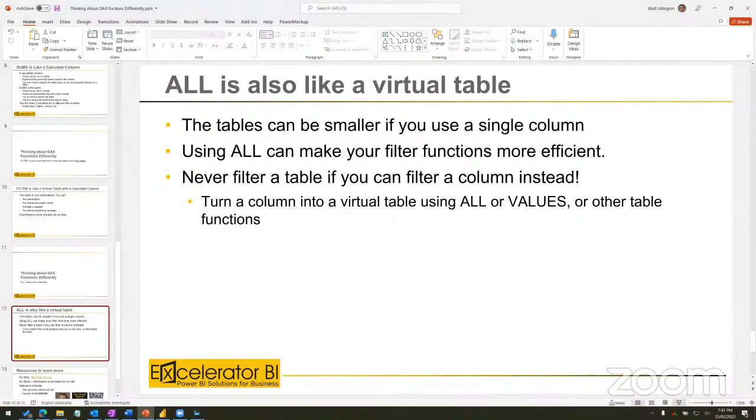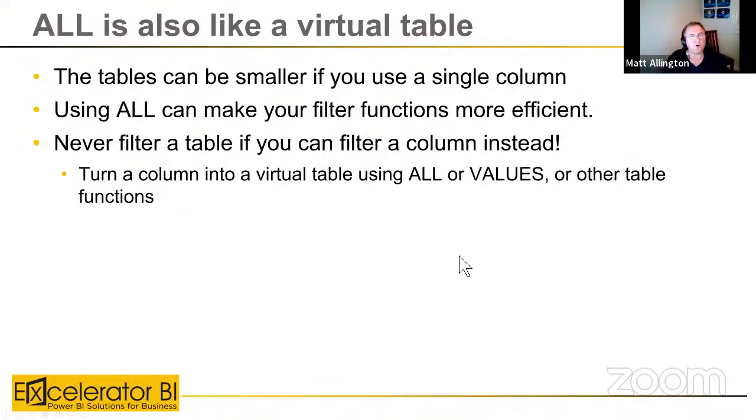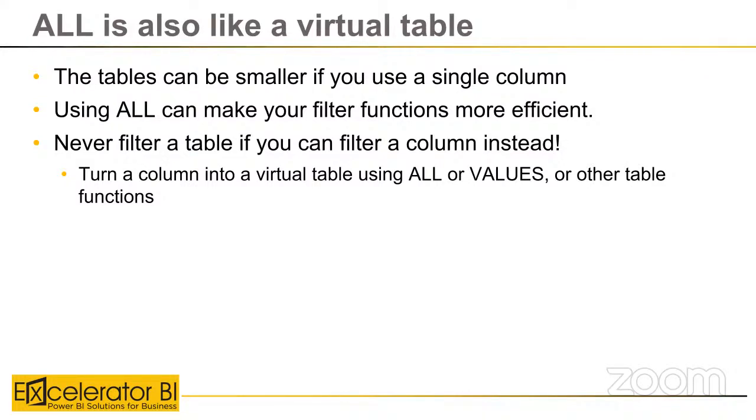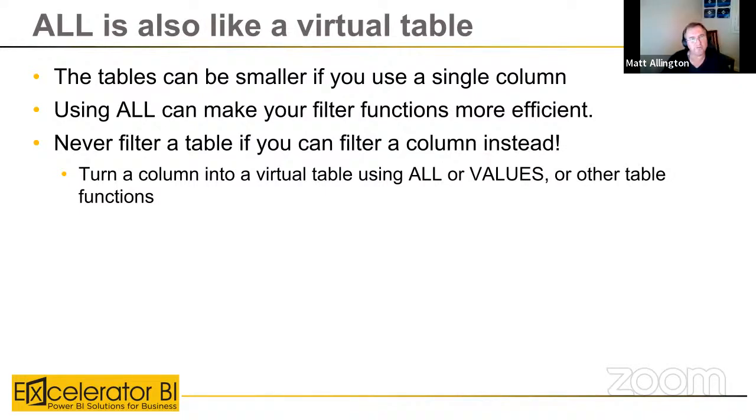So here's my summary. All is a virtual table, and if you're using it inside a DAX formula, it behaves as a virtual table. You get lineage, exactly as I did in the filter example before. And it allows you to get smaller, more efficient tables by using a single column. That can in turn make your filter functions more efficient.